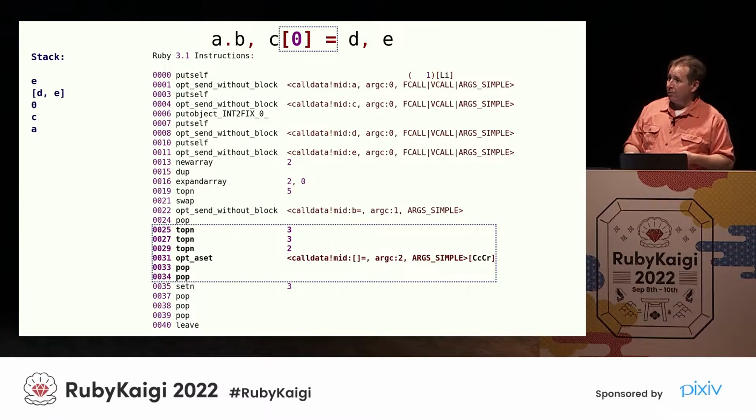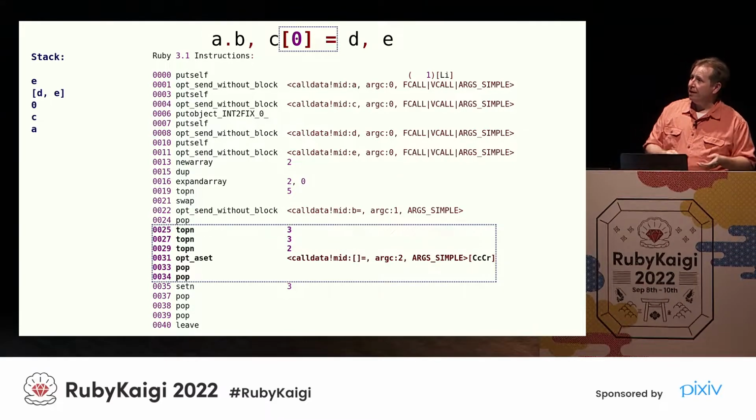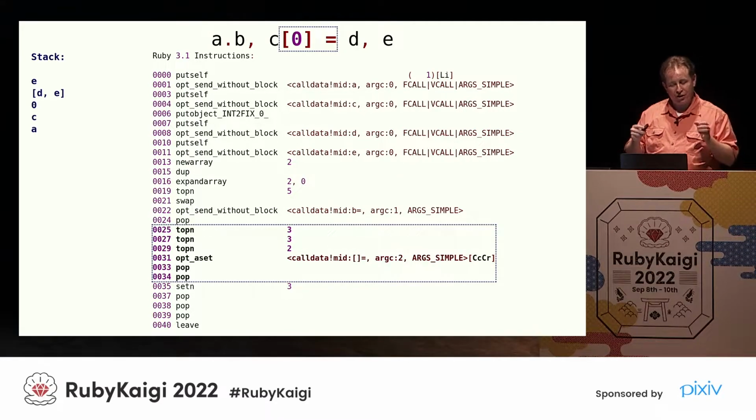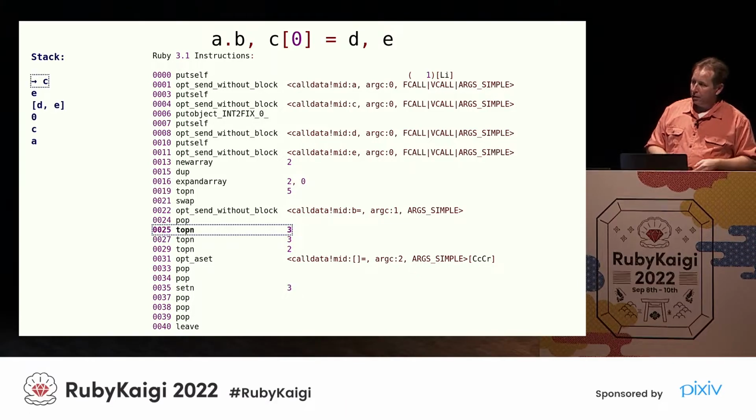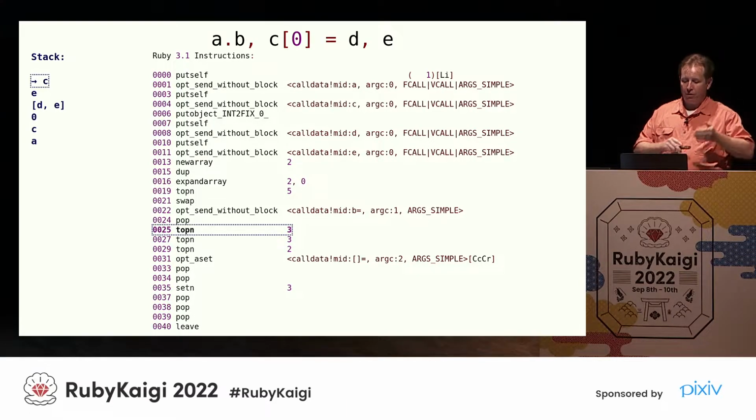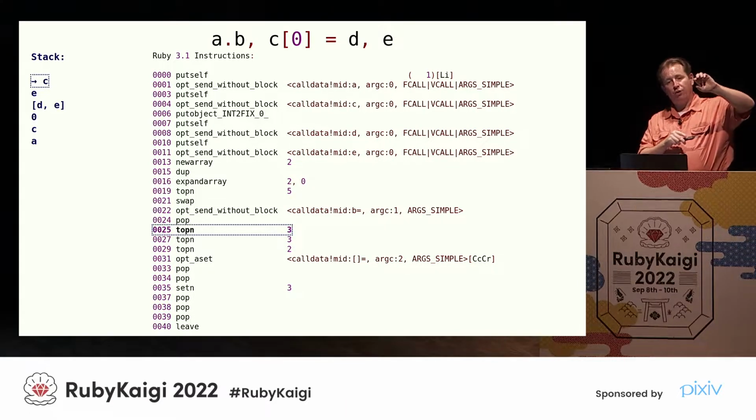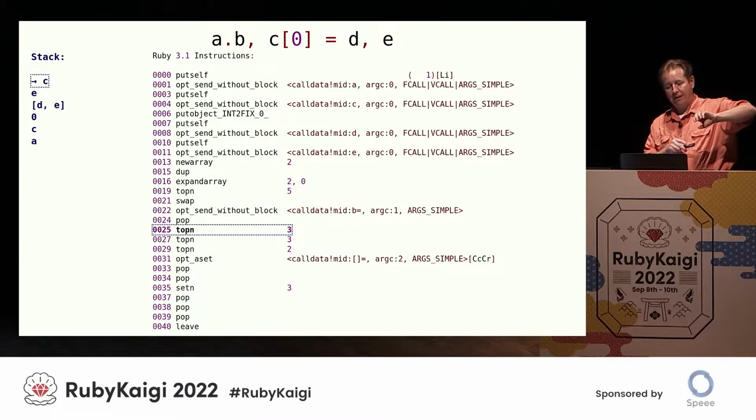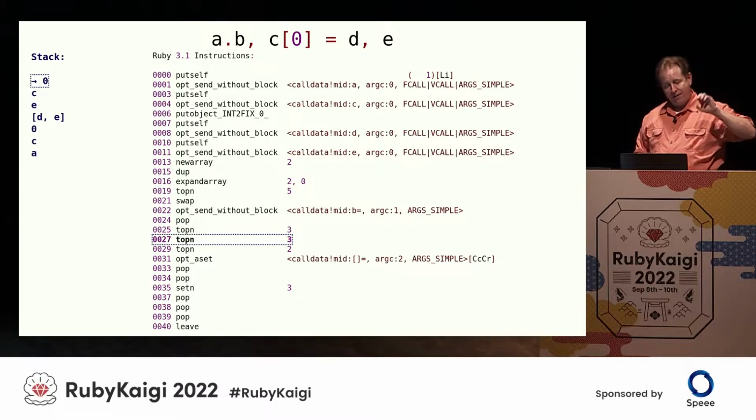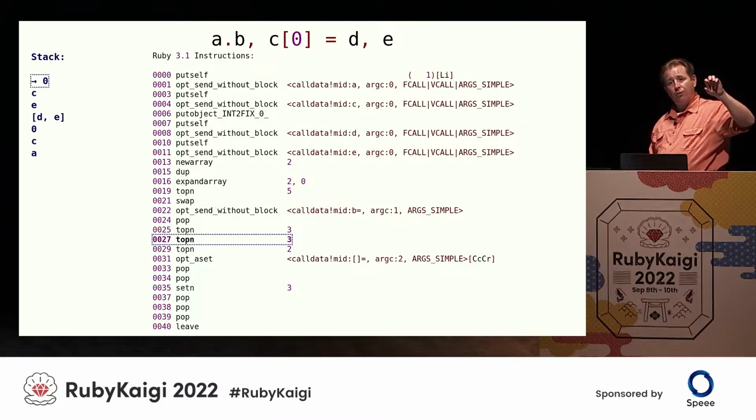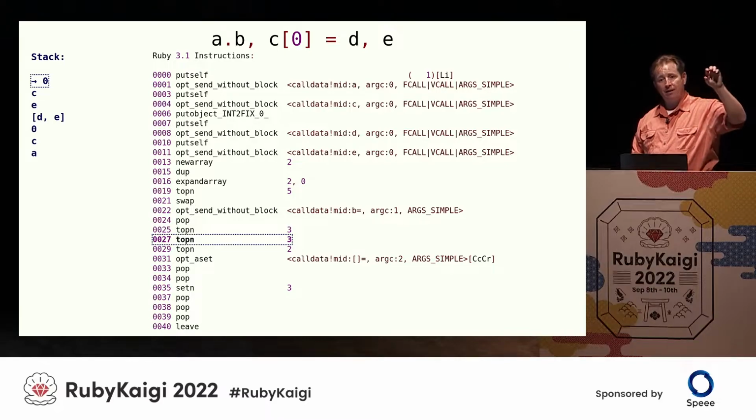Now Ruby needs to evaluate the element assignment, which it does using these instructions. Again, we'll go through this section an instruction at a time. First it uses a topn instruction with an argument of 3 to push the receiver of the element assignment method, C, onto the stack. And next it uses the same topn instruction with an argument of 3 to push the first argument of the element assignment method onto the stack.